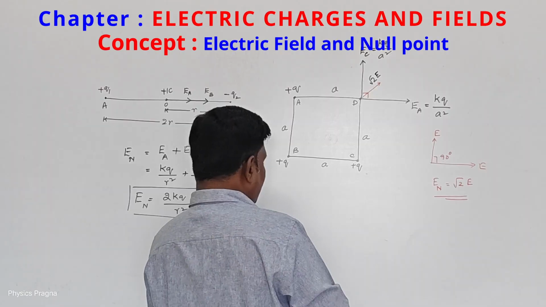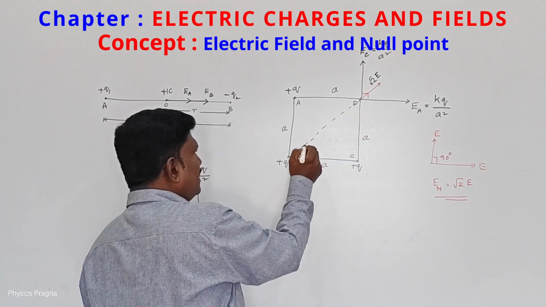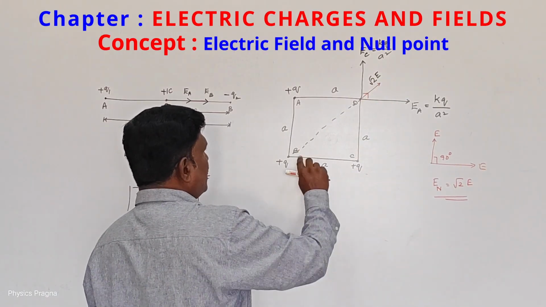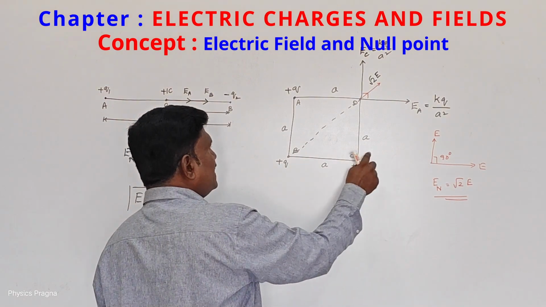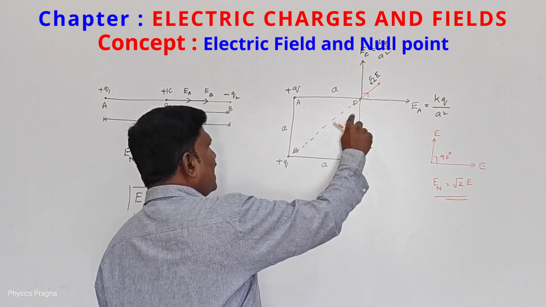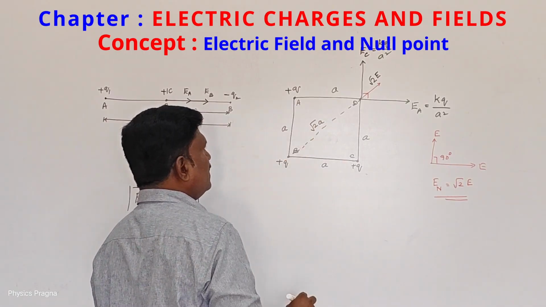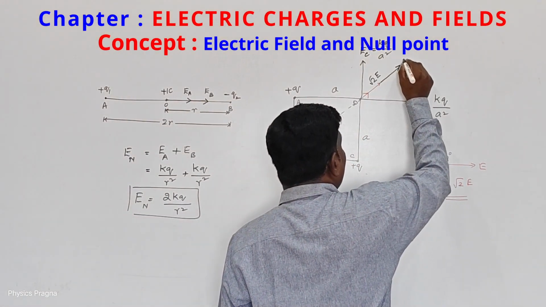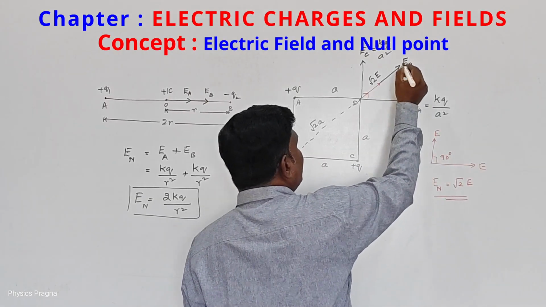At the same time, see here, one more charge is there at B. This positive charge also repels this positive charge. What is the distance between this point D and point B? This is a, this is a, it is a right angle triangle, and this is the hypotenuse. So this is root 2 a. So this also will work here. This is the electric field due to the charge present at B.